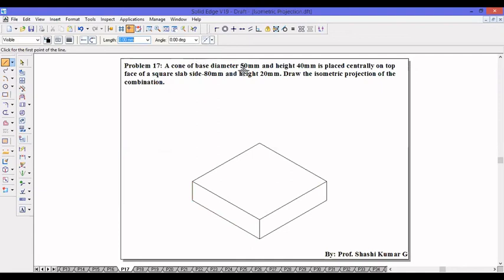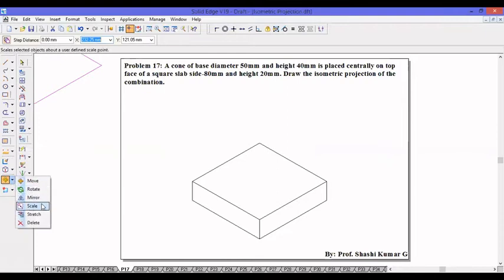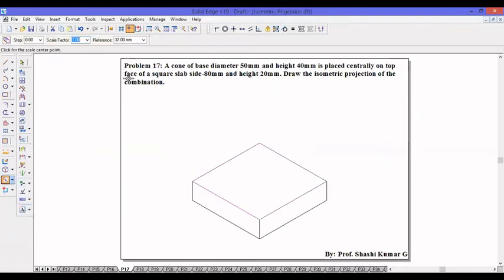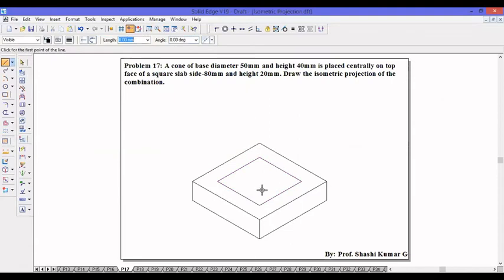The cone of base diameter 50 mm is given. So let us copy this top surface. This is the 80. Go for move, switch on copy from this midpoint. The relationship is showing this is the midpoint, and let us place it on the same midpoint and immediately go for scale and give the required square, which is 50, divided by the available square, which is 80. So 50 by 80 square and place it on the same center. So this will be the base for the cone.